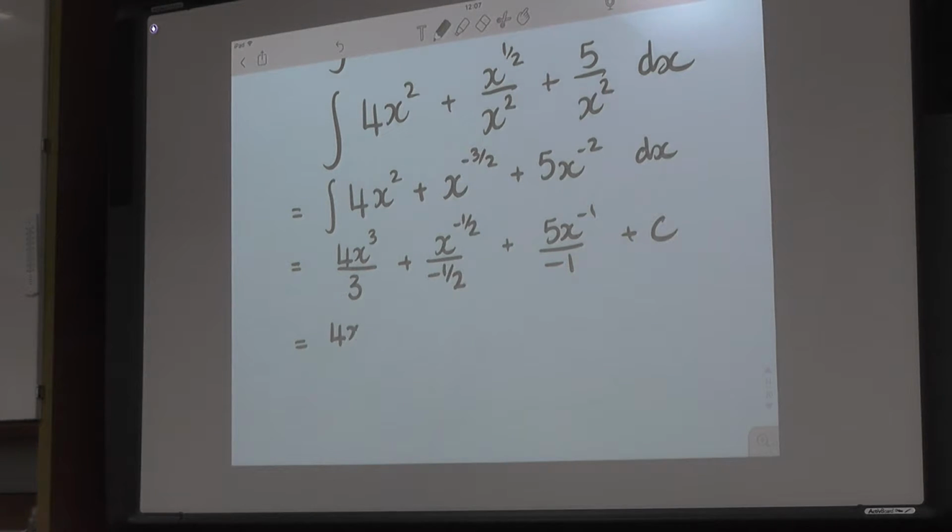So the first one's okay. The second one's going to be minus 2x to the minus a half, minus 5x to the minus 1 plus c. Now if you want to tidy that up even more, if there was a substitution of x, that would be 2 over x to the half, or root x, minus 5 over x plus c. Okay with that?